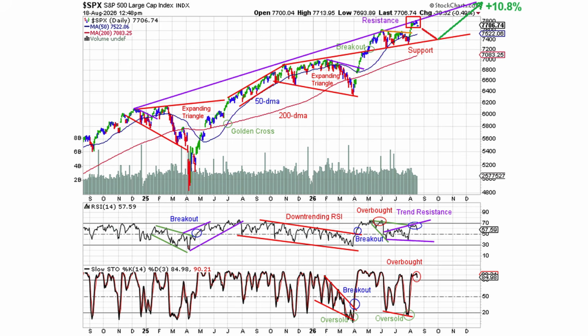At the moment, we currently have our members in protection mode. We'll continue watching the technical picture closely and make allocation adjustments as conditions warrant in the days and weeks ahead.